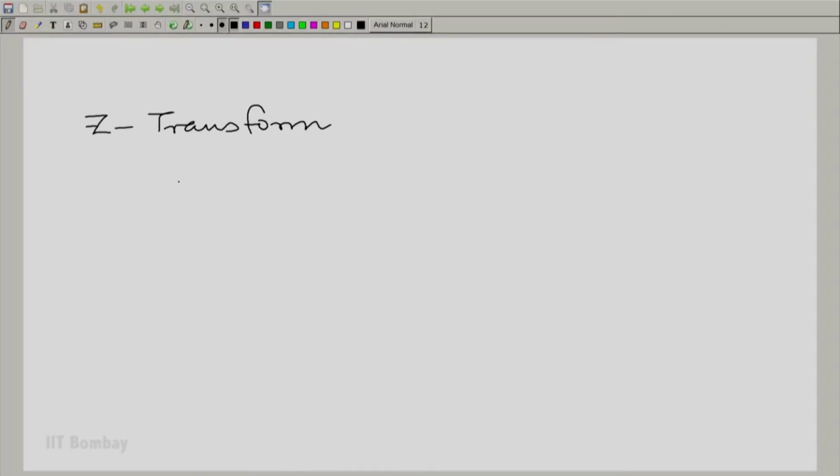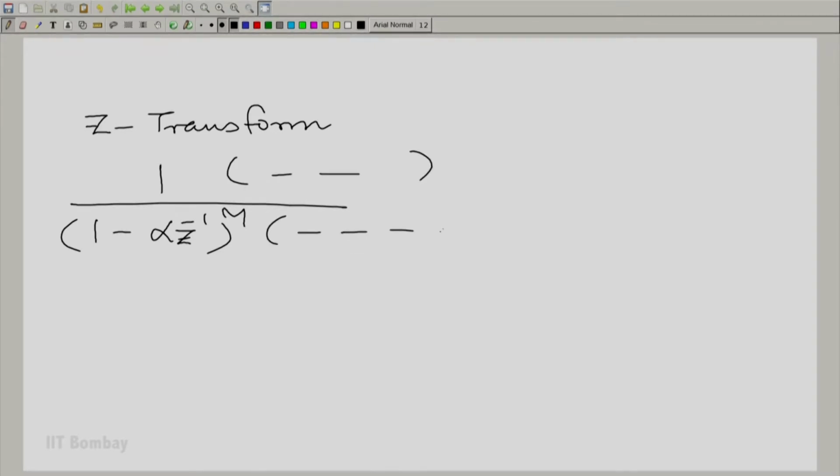Something very similar is true in the Z transform. So, let us see the Z transform. In the Z transform, suppose you had a term of the form, now I am taking the quotient, remainder, everything in terms of Z inverse, (1 minus alpha Z inverse) to the power m, and there are other factors in the numerator, other factors in the denominator.